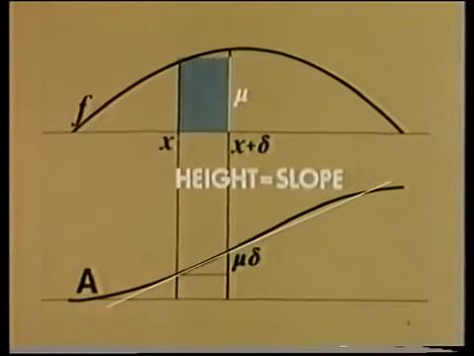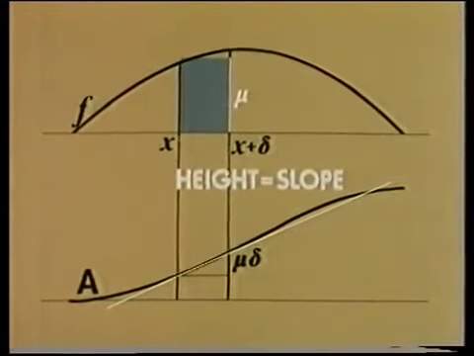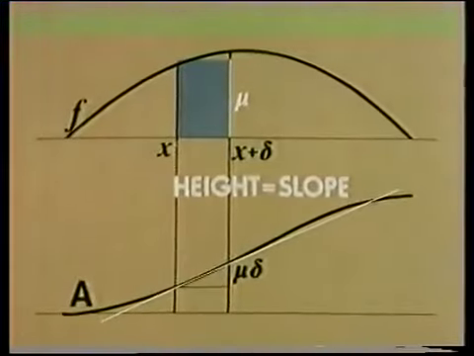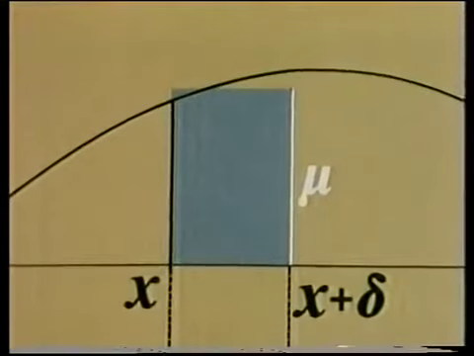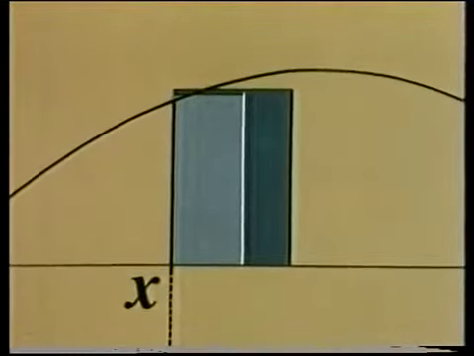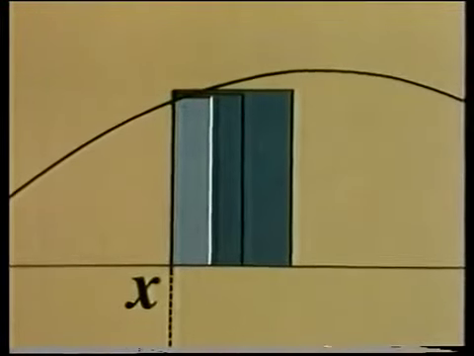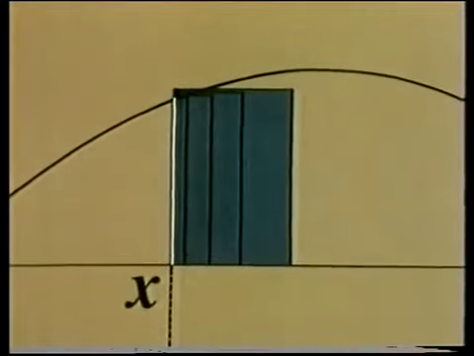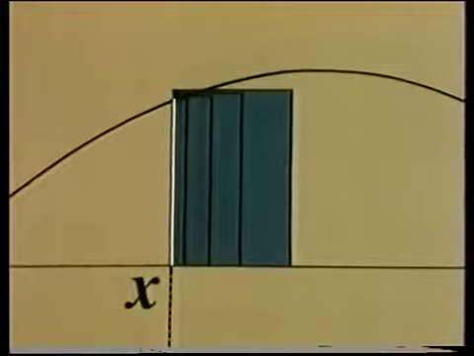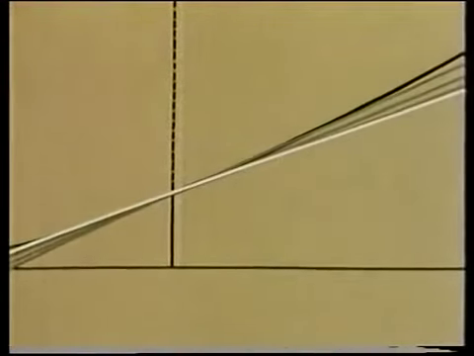Well, you can guess what we do now. We ask what happens as delta tends to 0. As delta tends to 0, the heights of the rectangular areas get nearer and nearer to this value, and that's just the value of f at x. The chord approaches the limiting position of the tangent at x, and that's just the derivative at x, of course.